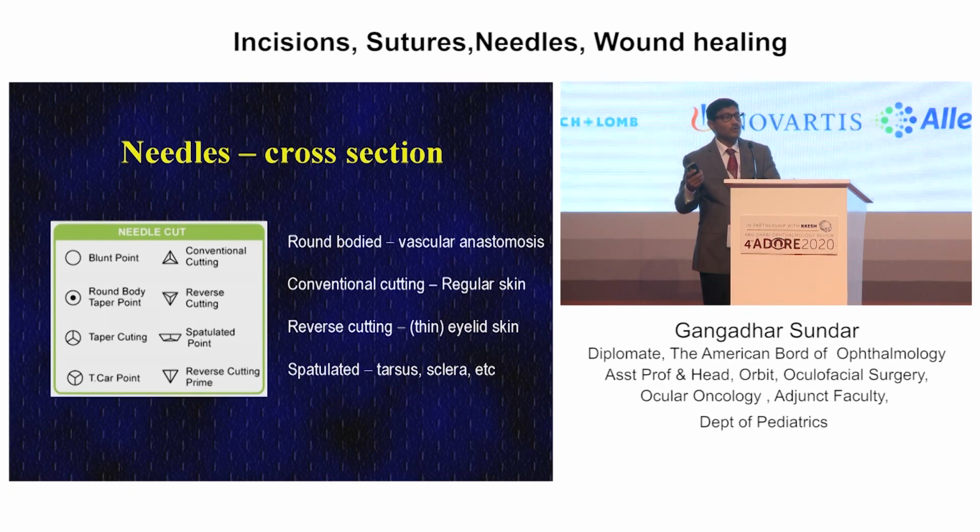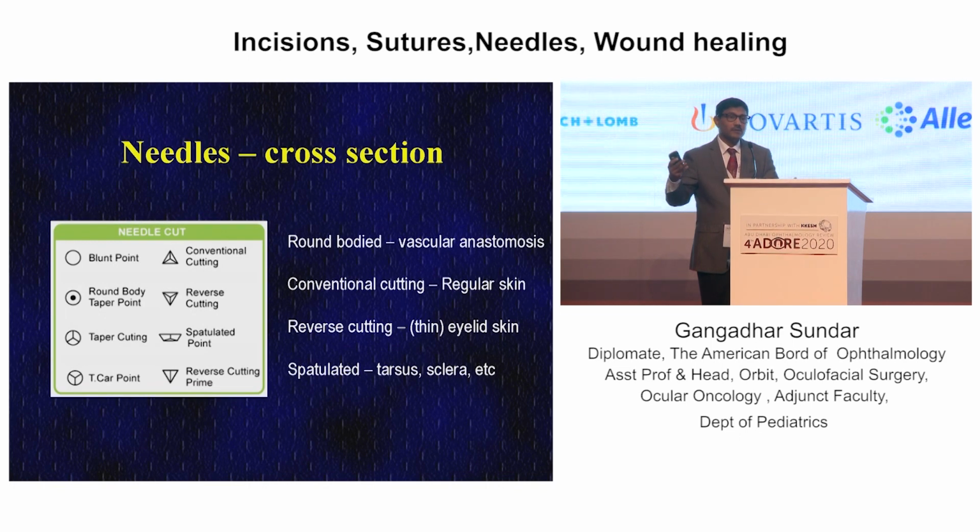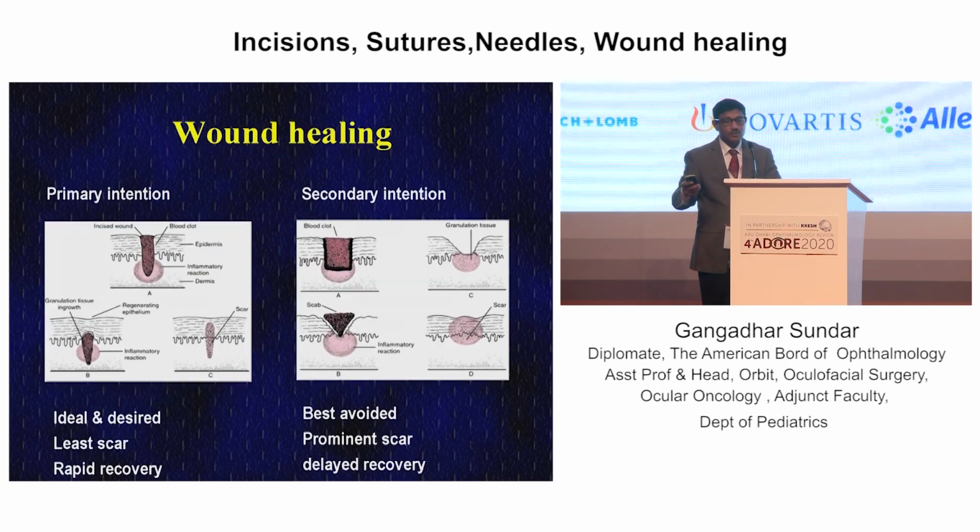It is important, not all needles are the same. Of the variety from round body to cutting to reverse cutting, we hardly ever use round bodied needles usually. Cutting and spatulated needles are what we use. Spatulated needles are where you want to preserve the same plane, say it's a tarsus or sclera and so forth. But for skin, generally we use a cutting needle, or if you don't want the needle to cut through thin skin, you use a reverse cutting needle as well.